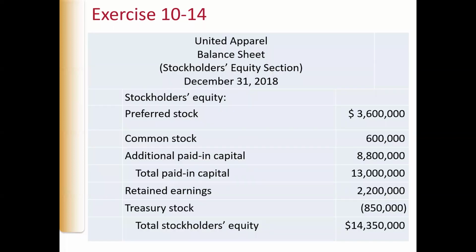So you'll see, we show our preferred stock first, then our common stock, just the par value. We show our additional paid in capital to then come up with our total paid in capital. Then we show our retained earnings minus our treasury stock to come up with our total stockholders' equity.